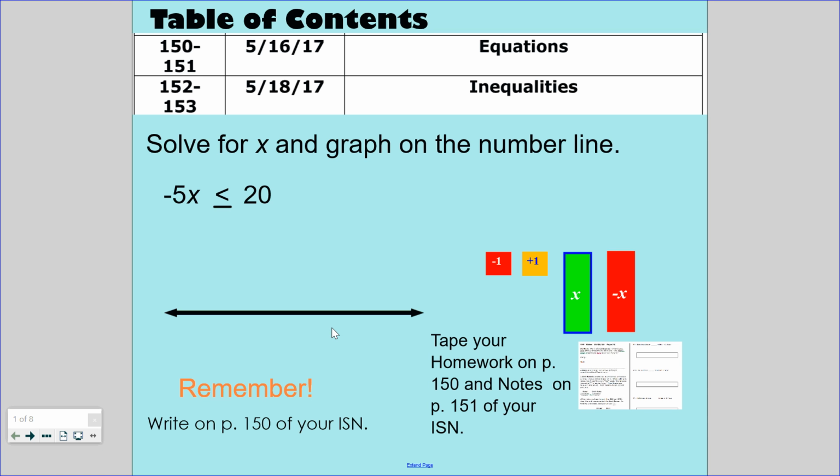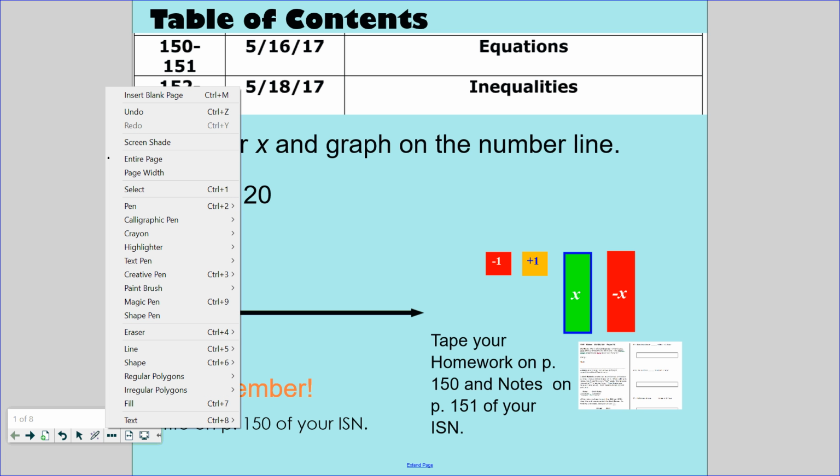Welcome again. In this lesson is how to solve inequalities. So in order to solve inequalities, let's review what we learned in the past because we are about to solve two-step inequality in our next lesson. If you don't remember how to solve inequalities, how are you going to do two-step inequalities? So in this one, solve for x and graph on the number line.